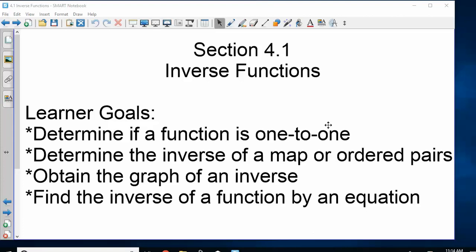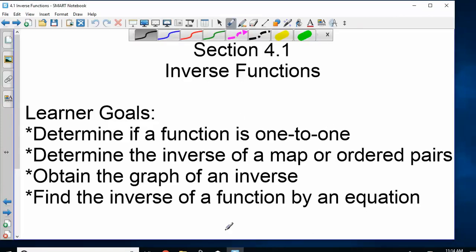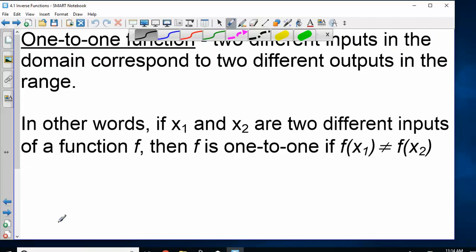And we know that if something is a function, x never repeats. If we're looking at the graph, it passes the vertical line test. In this section, we are going to be talking about one-to-one functions a lot. One-to-one function means two different inputs correspond to two different outputs. In other words, if you have different x values, you have to get different y values.